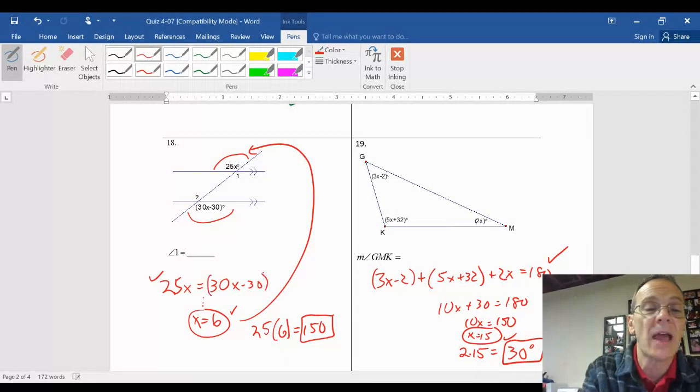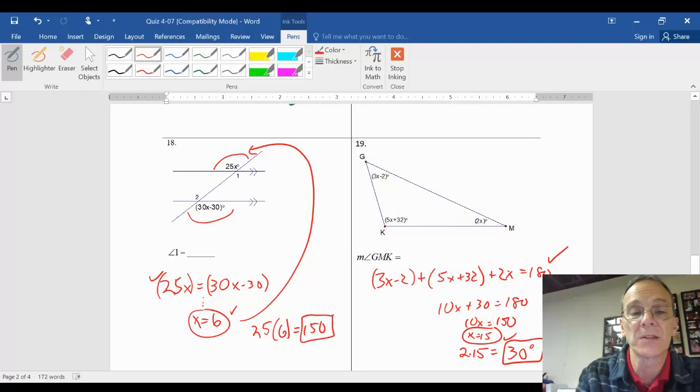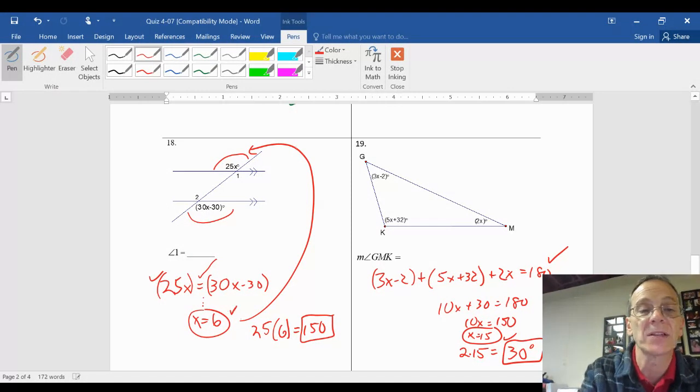You could have had parentheses around those. You could even have parentheses around those. I gave credit for all of that. Parentheses weren't really necessary, but you had to tell me that those two angles were equal to each other. For the 2 points on the rest of solving that problem, you had to solve the equation to get 6, and you had to plug that 6 back in to here. 25 times 6 is 150, and that angle 1 is a vertical angle with that 150, so it must also be 150.